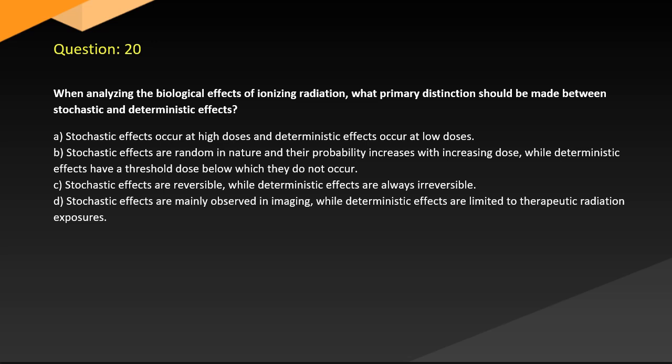Question 20. When analyzing the biological effects of ionizing radiation, what primary distinction should be made between stochastic and deterministic effects? A. Stochastic effects occur at high doses and deterministic effects occur at low doses. B. Stochastic effects are random in nature and their probability increases with increasing dose, while deterministic effects have a threshold dose below which they do not occur. C. Stochastic effects are reversible, while deterministic effects are always irreversible. D. Stochastic effects are mainly observed in imaging, while deterministic effects are limited to therapeutic radiation exposures.